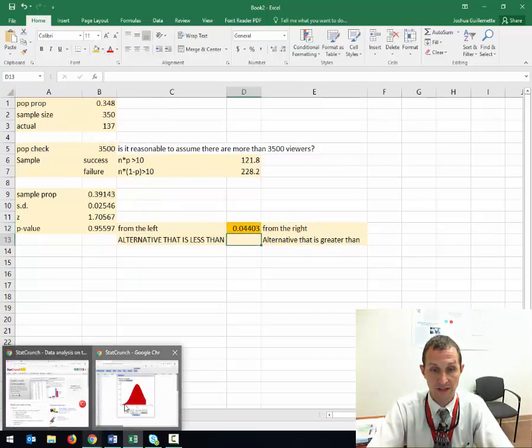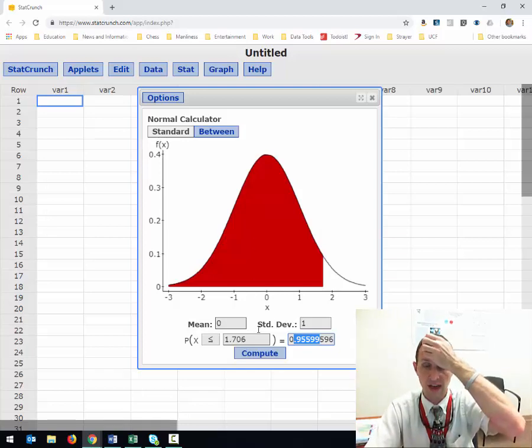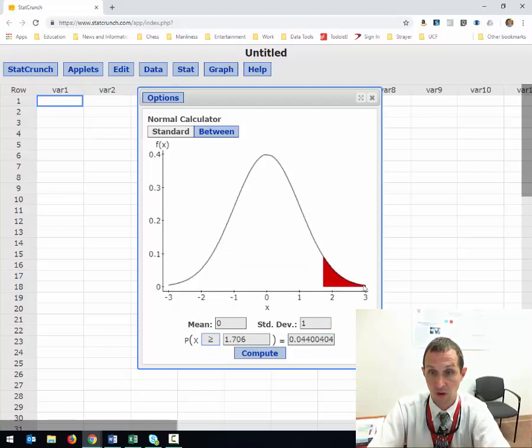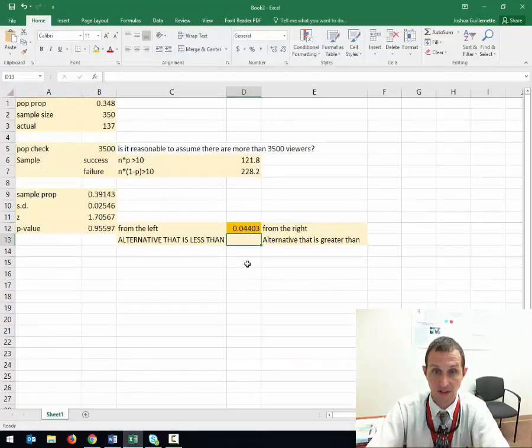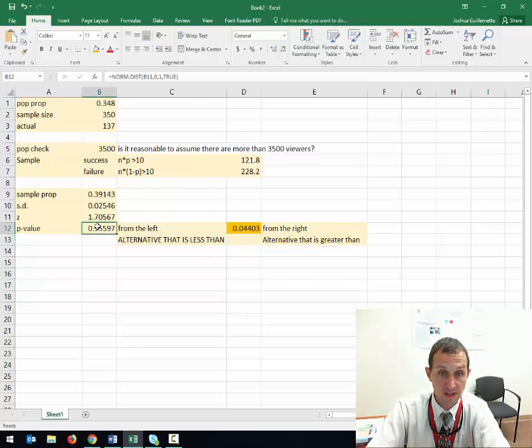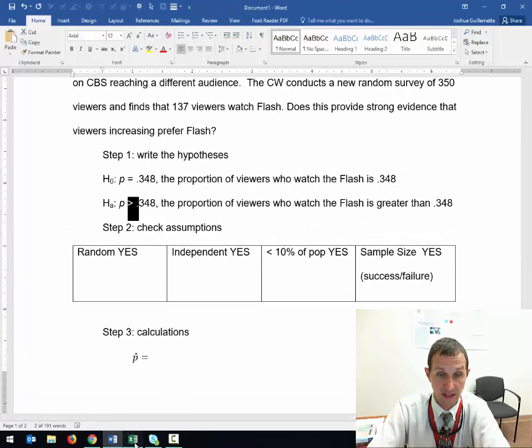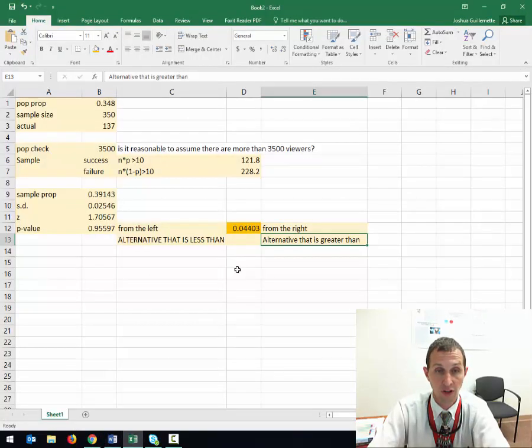And again, if we go back to this calculator over here, instead of having the less than, if we do greater than, you can see it's to the right, and shading to the right gives you the 0.0440. So you can see that on that particular calculator. You would use this one if the alternative hypothesis is less than. You use this one if the alternative hypothesis is greater than. Because our alternative hypothesis is greater than, that's why I'm using this number over here.